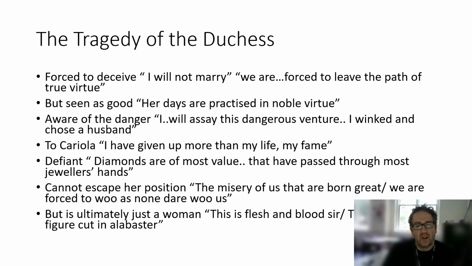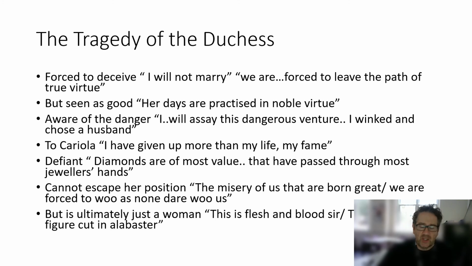So you could say that her fatal flaws perhaps are her pride, defiance, and recklessness. So she is defiant. She said, "Diamonds are of most value that pass through jewelers' hands." She's not going to accept the criticisms of women. And you should maybe make quotes on where she makes a robust defense of women, rather like May and Proserpina do in The Merchant's Tale. It would be interesting to compare the defense of women's speeches that these characters make.